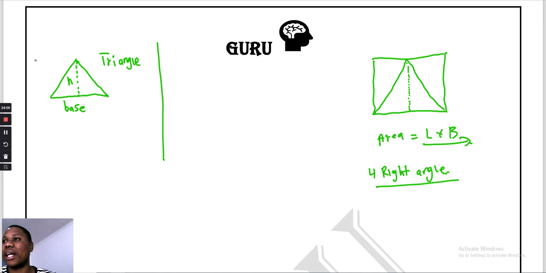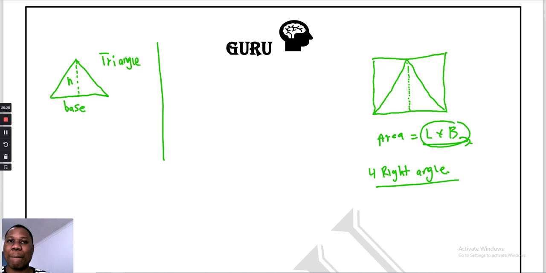Okay, then in this triangle, look at them. How many right angle triangles do we have? We have two of them. It means that if we take this area of a square and we divide it by 2, we will end up having the area of a triangle.